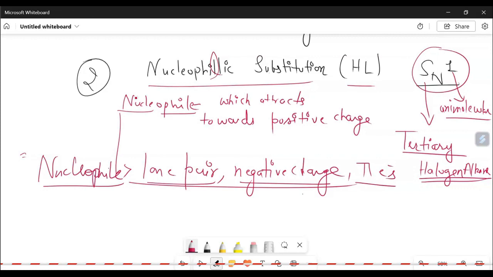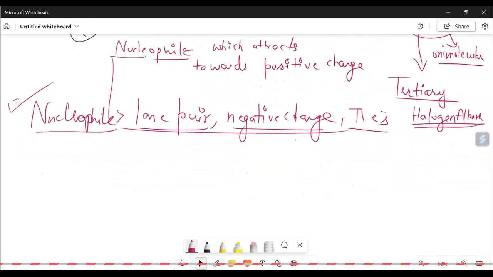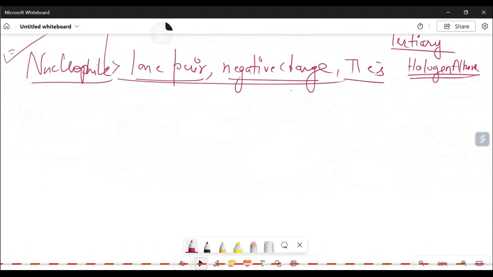So do you understand now what a nucleophile is? A nucleophile is attracted towards positive charge. Who behaves as a nucleophile? A lone pair, a negative charge, and pi electrons. SN1 means the reaction mainly happens on tertiary halogen alkanes.